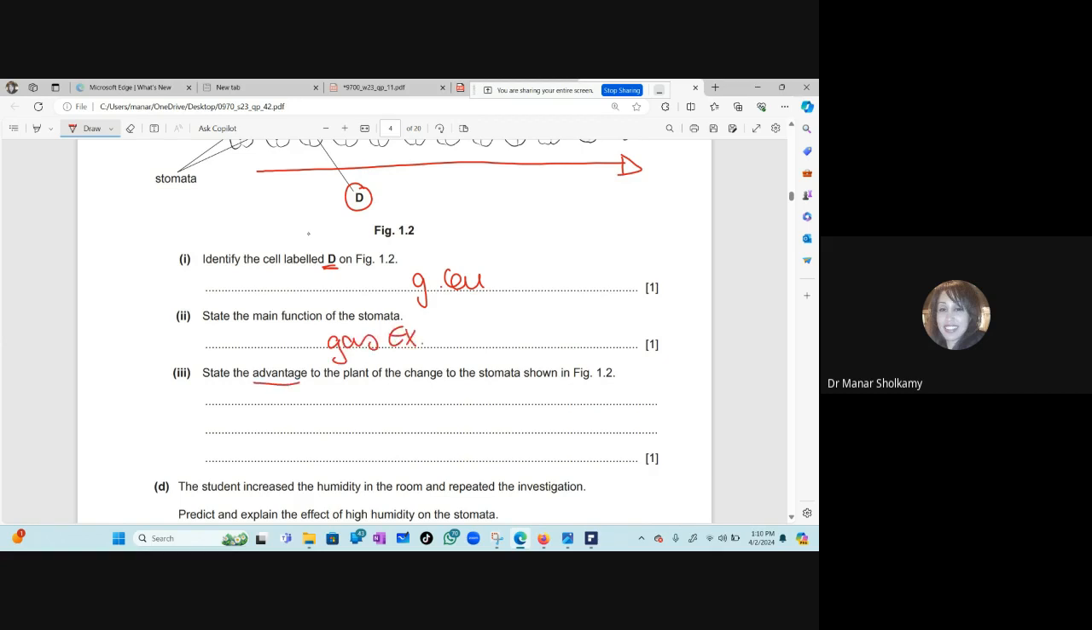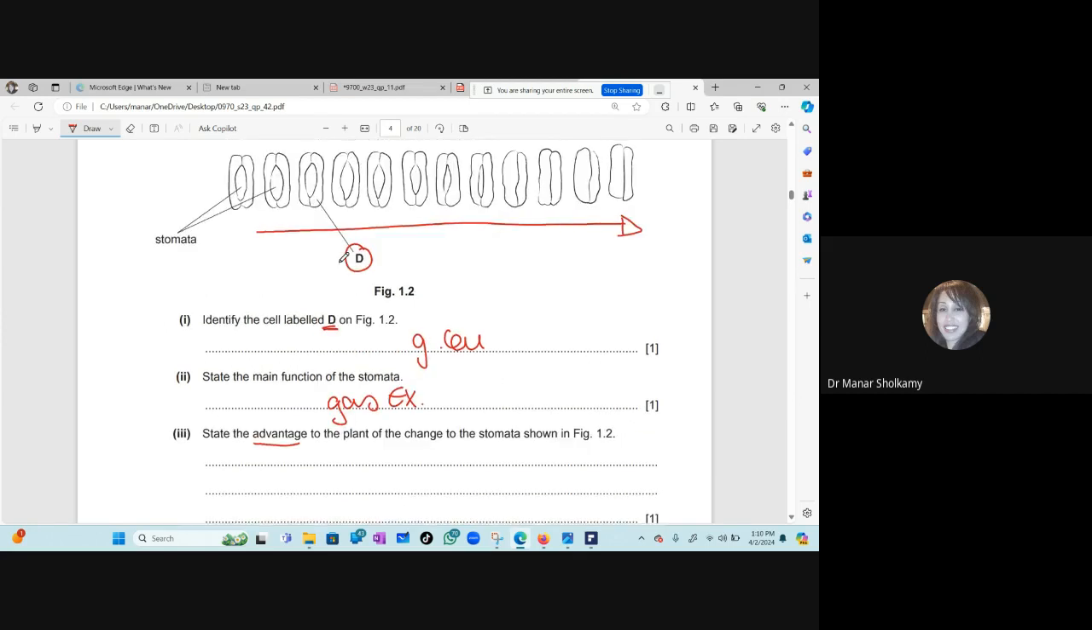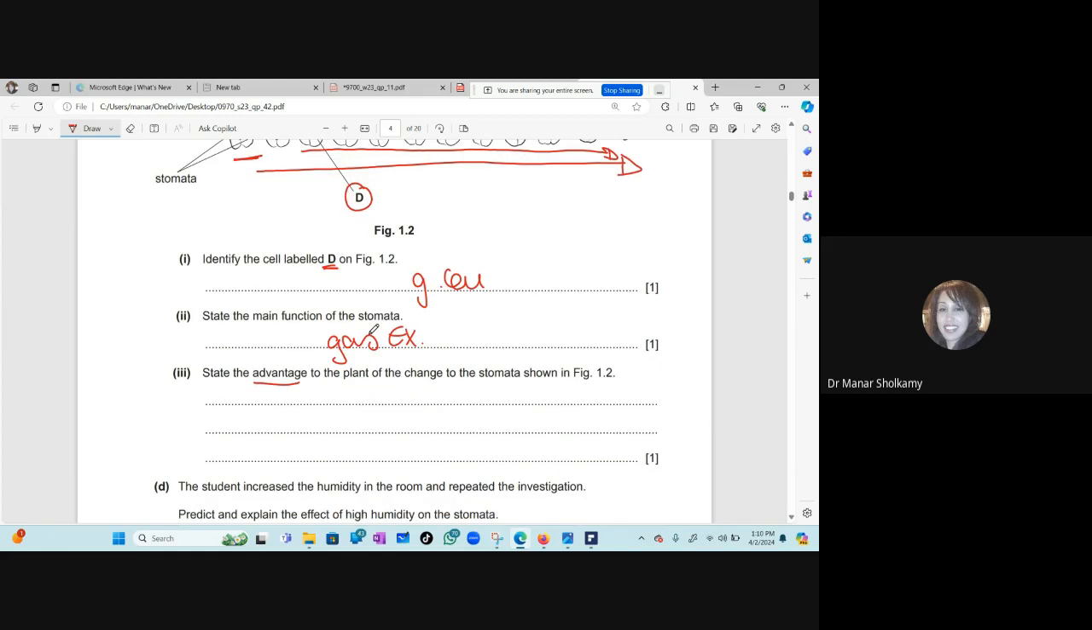State the advantage to the plant of the change to the stomata shown in Figure 1.2. Now we can see at the beginning that the stomata is open and then the stomata is closing. Now, why is this an advantage? Why did the stomata close? To prevent water loss, to reduce transpiration. Yes, to reduce transpiration because we don't want loss of water.